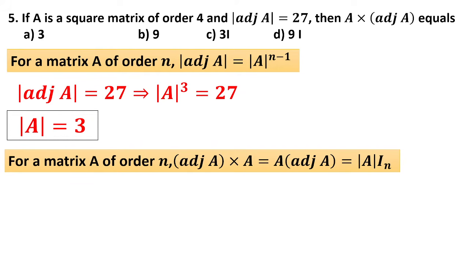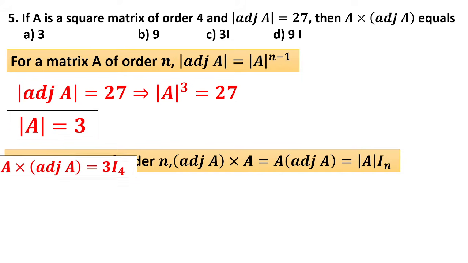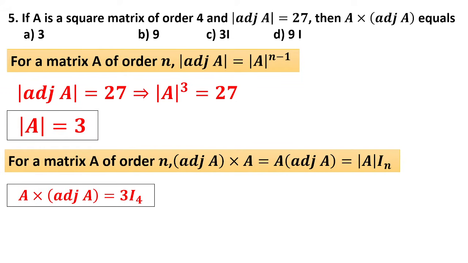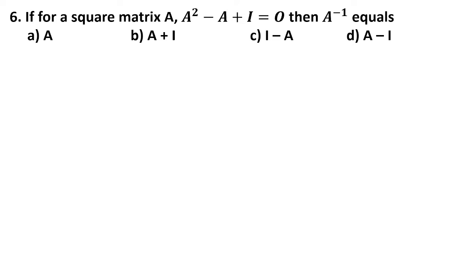Based on this, questions are continuously coming. Therefore, A into adjoint A is 3 into I4. I4 is the identity matrix, all of you know. Therefore, the answer is 3I. Therefore, option C is the correct option. Let us move on to question number 6.